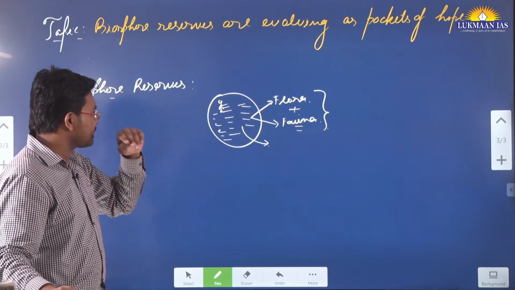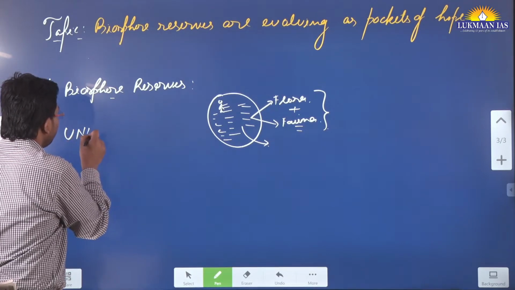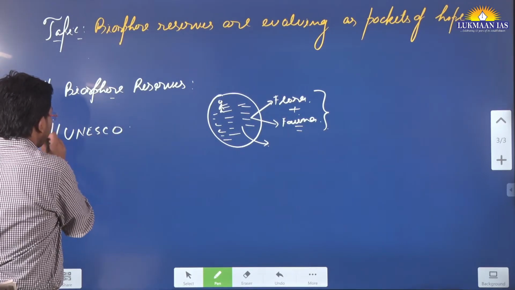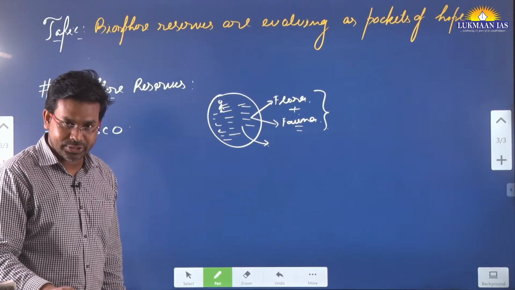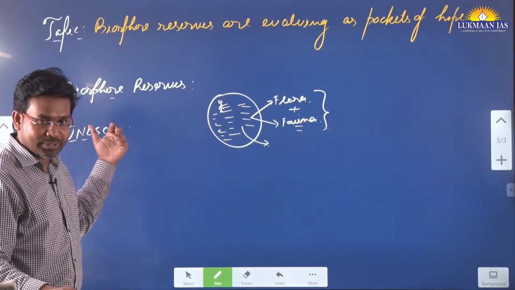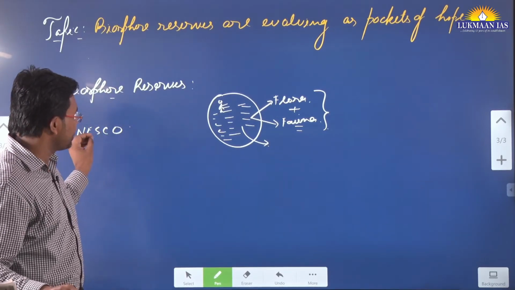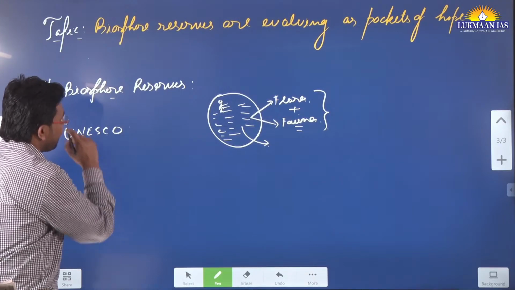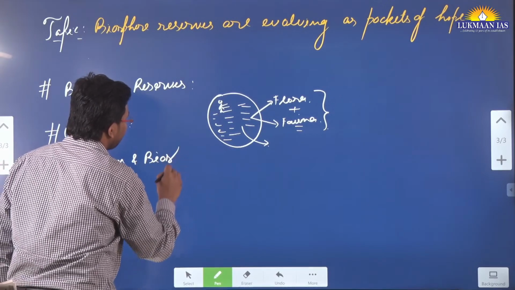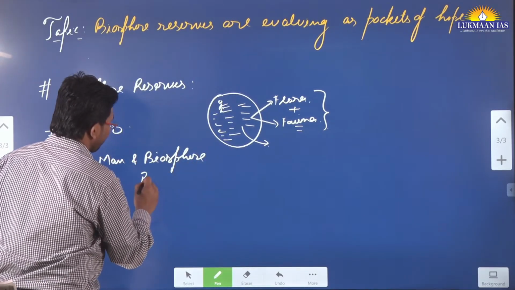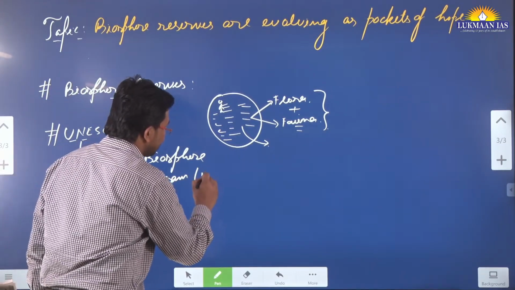Biosphere reserves are generally declared under UNESCO. What is the full form of UNESCO? United Nations Educational, Scientific and Cultural Organization. It is a body of the United Nations organization. Under UNESCO, they have a program which is known as the Man and Biosphere program, in short known as MAB.